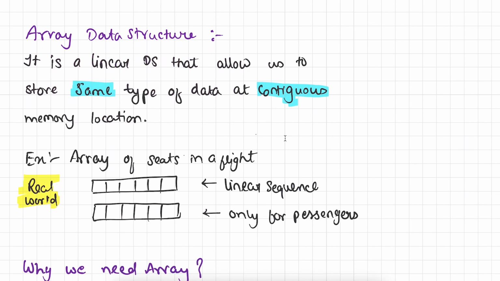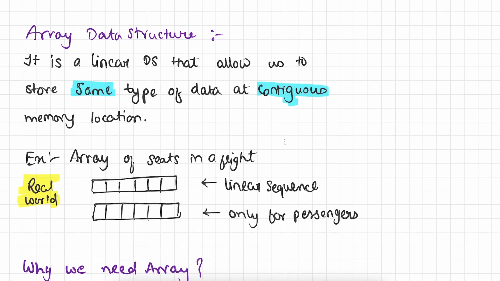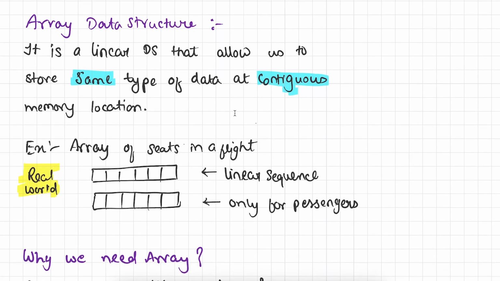Moving on to the array data structure. An array is also a linear data structure that allows us to store the same type of data at contiguous memory locations. So first, an array only stores the same type of data, and second, it stores all the elements in contiguous memory locations. But this is not the case in all other linear data structures. Only arrays provide these features.